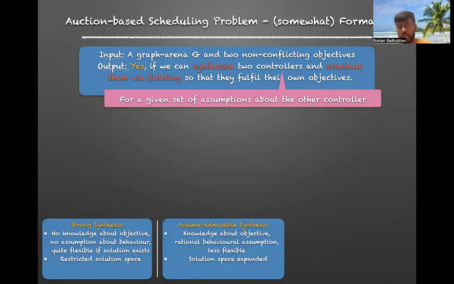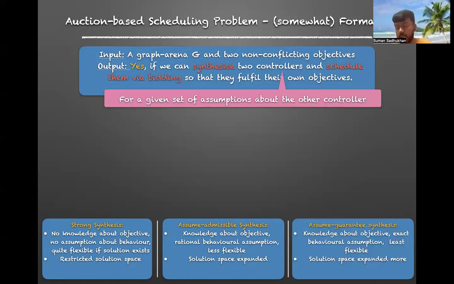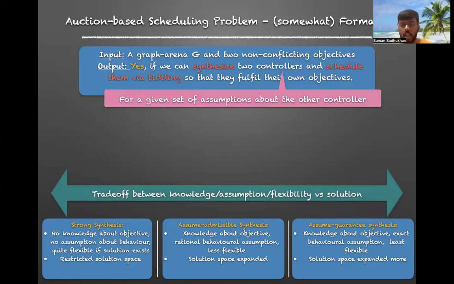So this gives us a spectrum of synthesis. First one being strong synthesis, and the second that I explained was assume admissible, and subsequently assume guarantee, which I have not yet talked about. Of course, once you are giving some information, you lose some modularity because you cannot now compose with any other synthesized controller. The controller needs to know the information you now need to share. So you lose some modularity, but you increase the solution space.